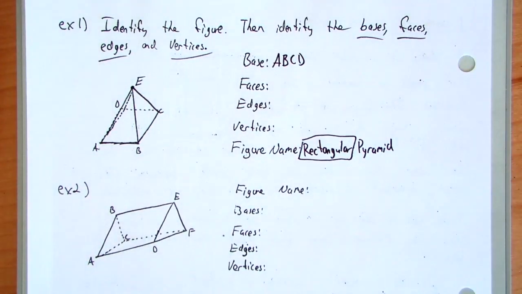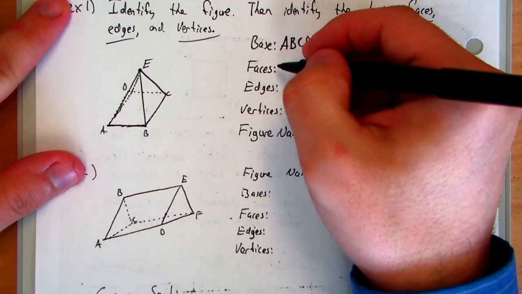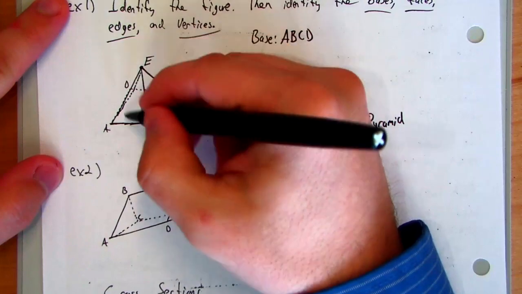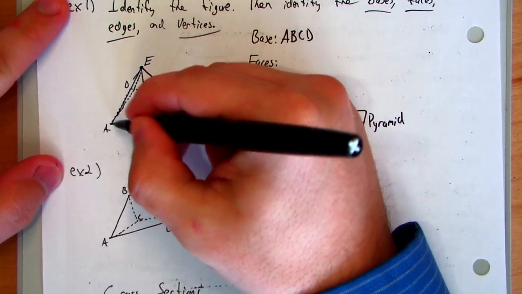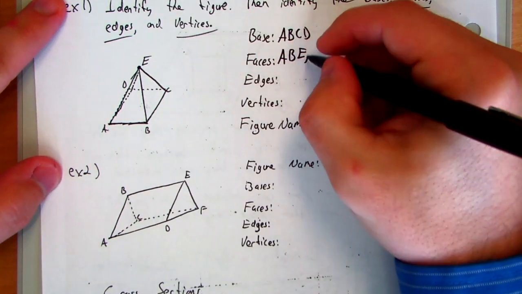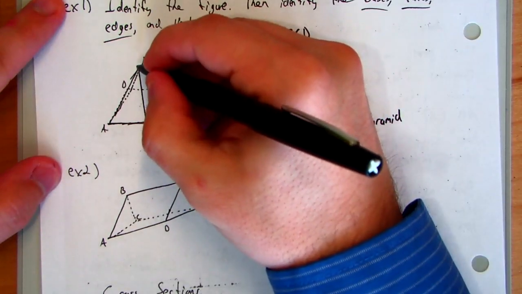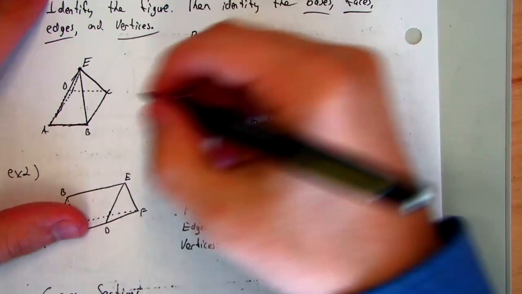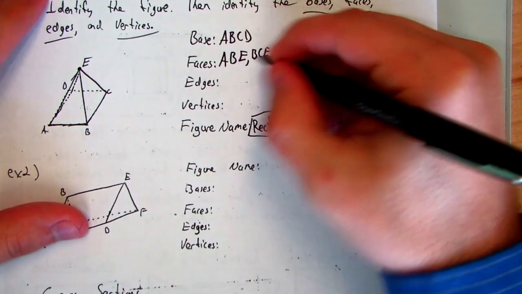The faces are everything that's not a base, which would be these triangles along the side. So we go A, B, E is one face. That's this front triangle right here. In fact, E should be the last letter in all of these because E is going to be the pinnacle of this pyramid. The next one would be B, C, E. We're going to have C, D, E. And then A, D, E.